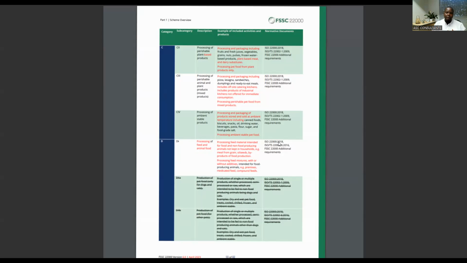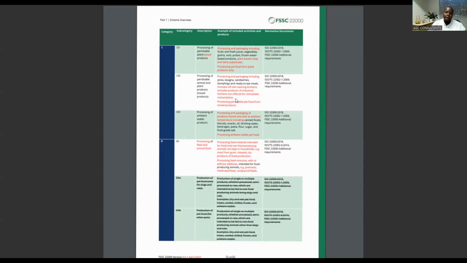And then C3 includes catering kitchens as well, which is very interesting that they've introduced under this category. The normative document that we are using there is part 1. So under C3, that is processing of perishable animal and plant products, which could be mixed products. So it's not just plant-based as in C2. If it's a mixed product, that could include off-site catering kitchens, including products of industrial kitchens not offered for immediate consumption, and processing perishable pet food from mixed products. That will fall under C3. They have added this because of the rising trend for convenient foods that are created on site and then sold to retailers. So if you are doing that, then you'll fall under this category.